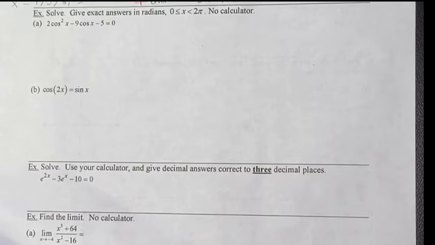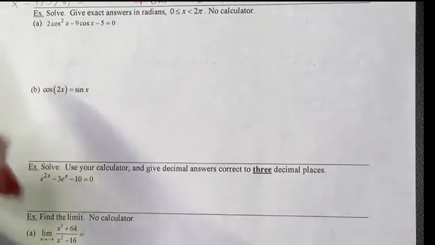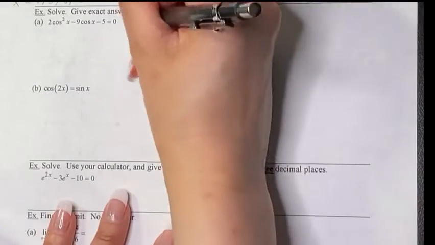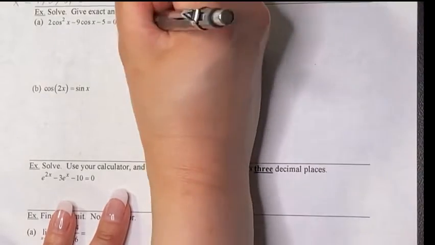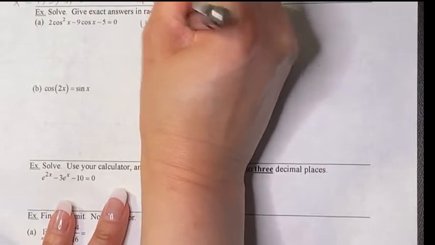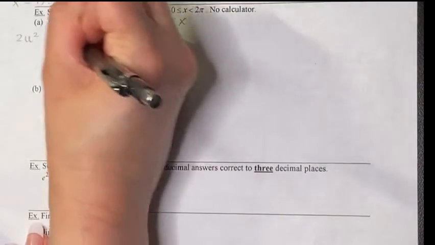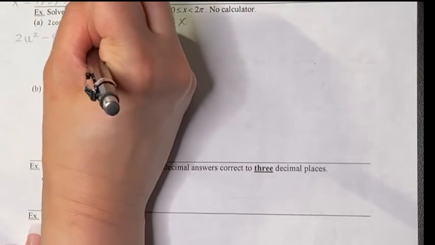So for this part, what you need to do is solve, giving the exact answers in radians when x is between 0 and 2 pi, including the 0 but not the 2 pi. You cannot use a calculator over here. So a little bit of a refresher from Precalculus. Okay, you have two options here. Either you use substitution. In this case, if you want to use substitution, let u be cosine of x.